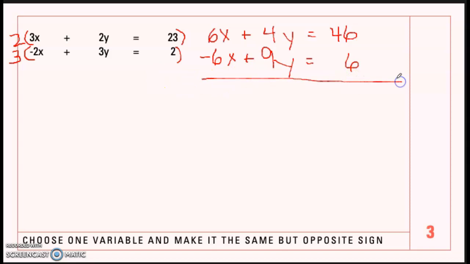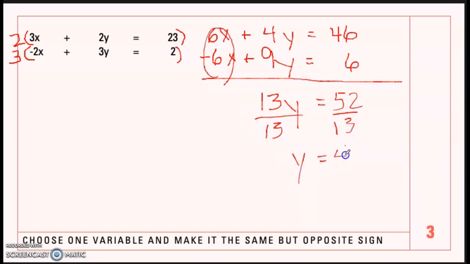Now I can eliminate my x terms because they are the same coefficient but opposite signs. 6x minus 6x just gives me 0. 4y plus 9y makes 13y. And 46 plus 6 is 52. Now I can solve for y by dividing by 13, and y equals 4. 4 times 13 is 52. I'm not done, but wait, there's more, right?